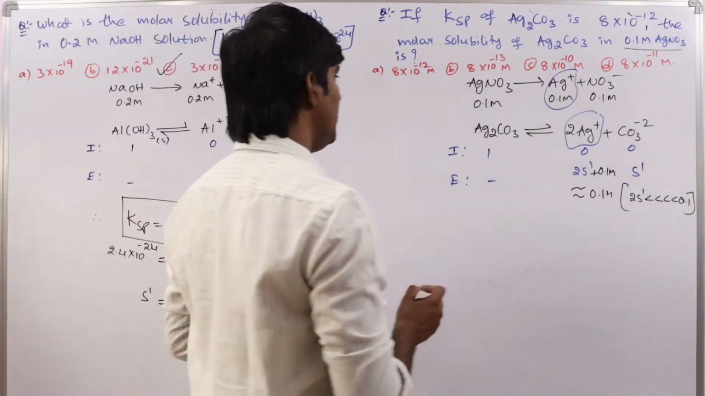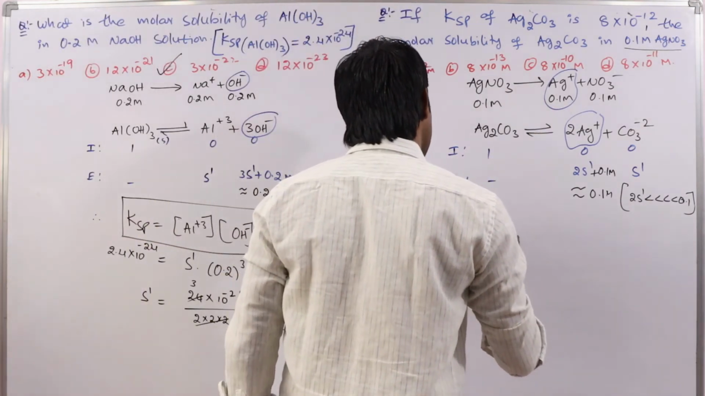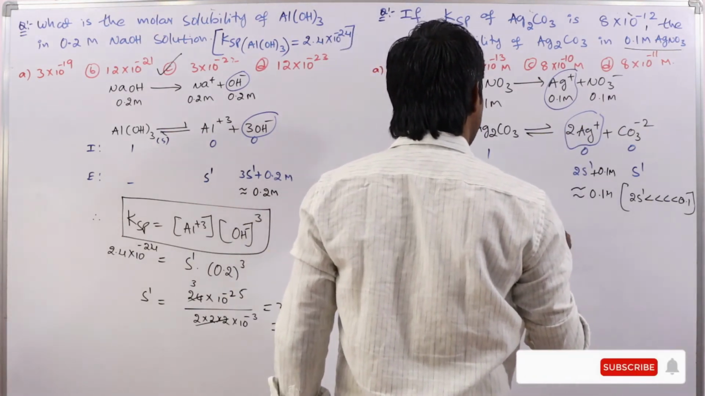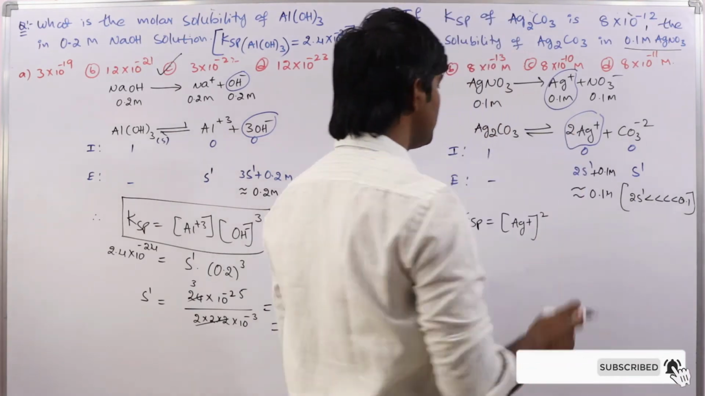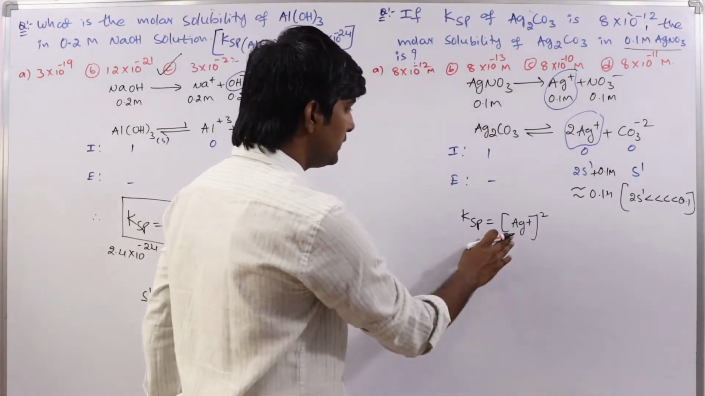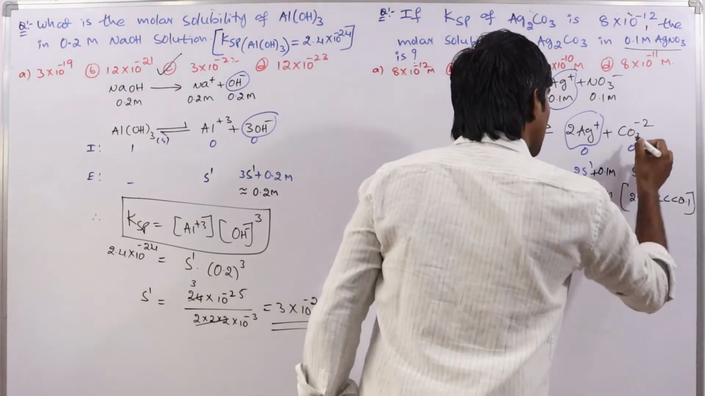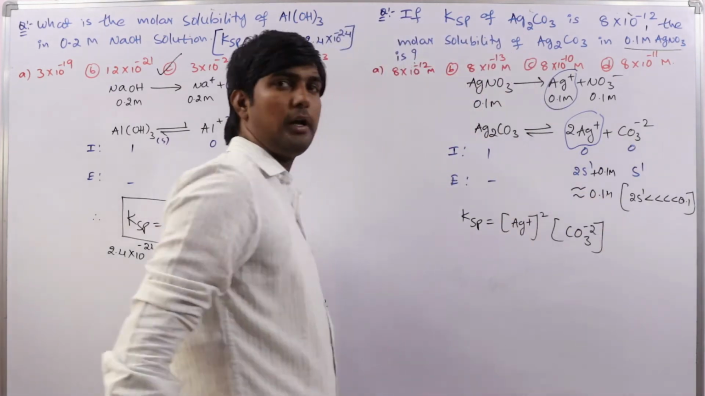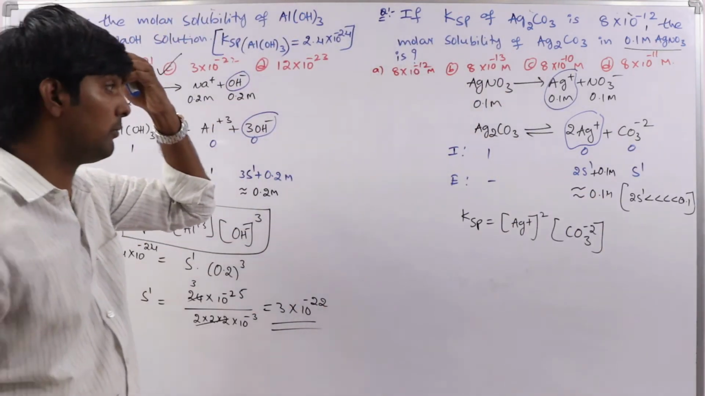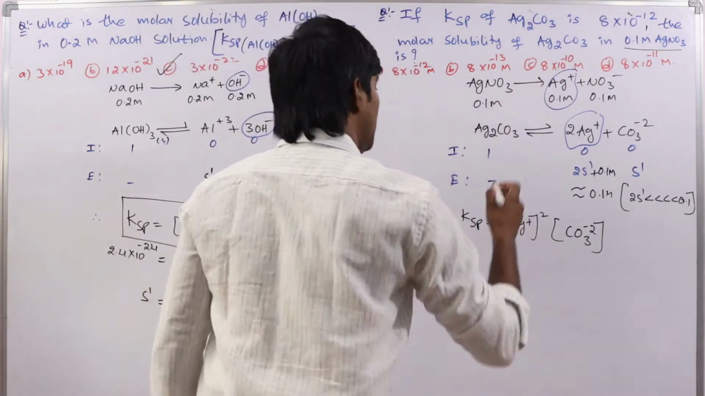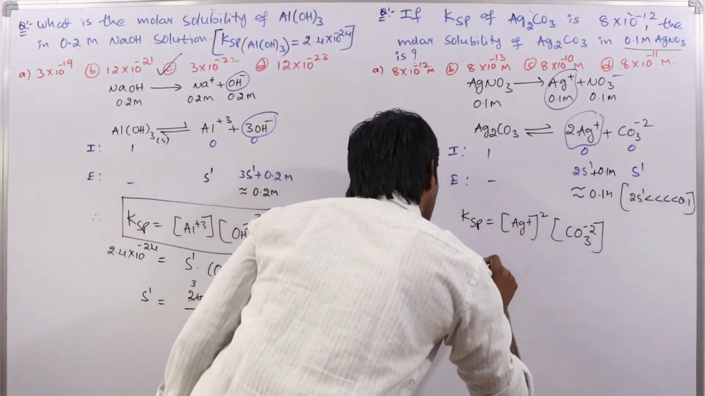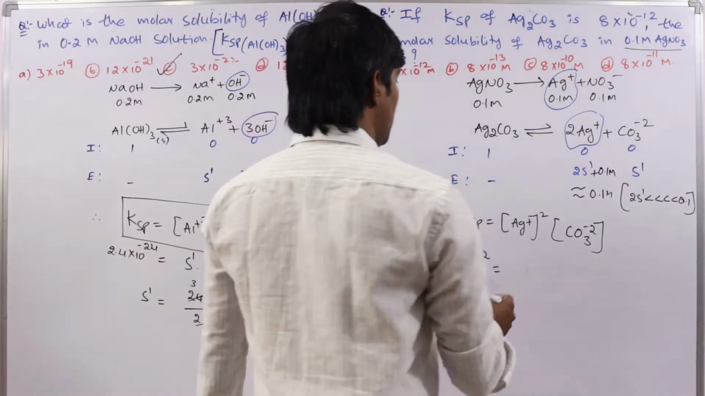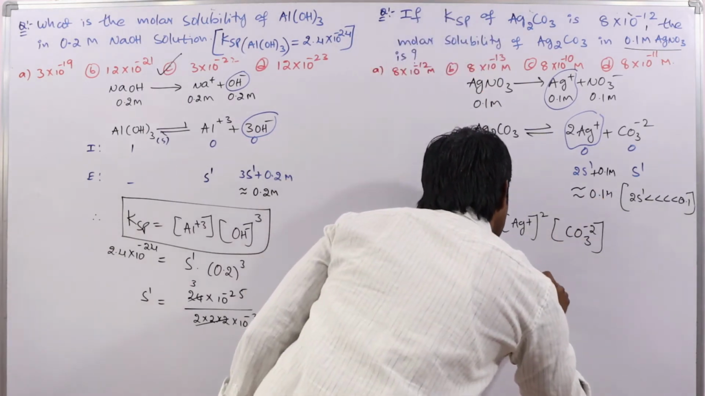Now let us write the KSP expression of Ag2CO3. What is the KSP expression? Concentration of Ag plus whole power 2, because here the stoichiometric coefficient is 2, into concentration of carbonate whole power 1, because only one ion is there, so that's why concentration of carbonate. Now substitute the given values. KSP is given as 8 into 10 power minus 12, and Ag plus concentration, how much?